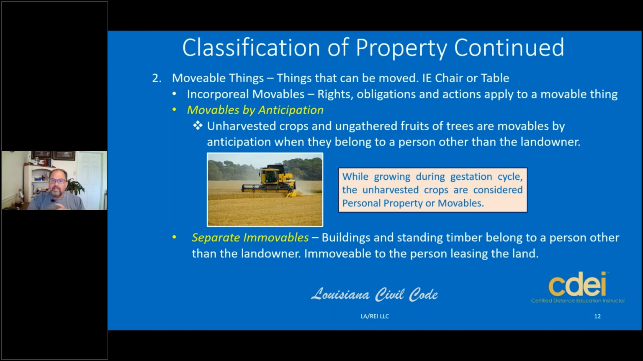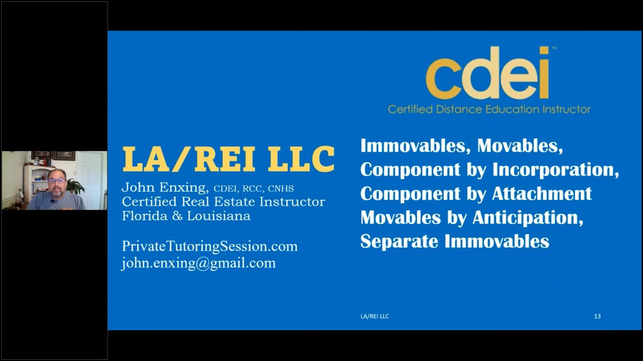Same thing with standing timber. It's a separate immovable. You could lease land from me and plant pine trees, and then 25 years later, harvest them. They're considered separate immovables, okay? Remember, they belong to someone other than the landowner. All right, listen, I hope you enjoyed today's session. When it comes to movables, we talked about component by incorporation, component by attachment, movables by anticipation, and separate immovables.